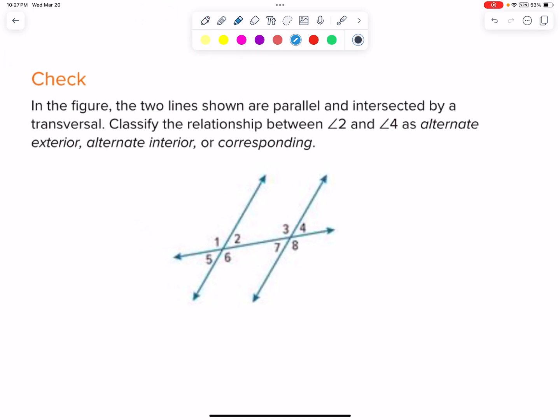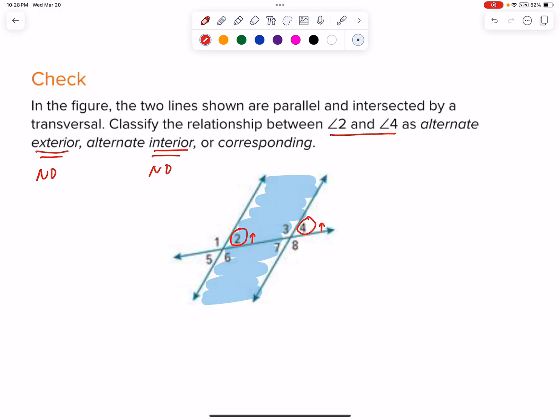Okay, so first of all, shade the interior. So find your parallel lines. Go ahead and shade them in, okay? And let's look at what they're talking about. What's the relationship? Classify the relationship between angle 2 and 4. So let's circle angle 2 and angle 4. So first question is, are they both on the exterior? No, okay? Are they both on the interior in the shaded? No. So these ones, are they both in the same position? Okay, relative to the transversal and those parallel lines? Yes, they are.